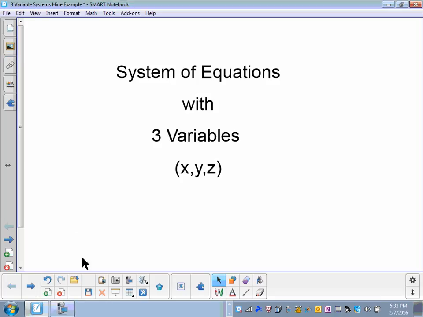Today we'll be solving a system of equations with three variables. We'll be using the variables x, y, and z.